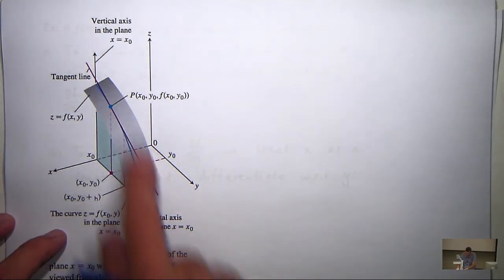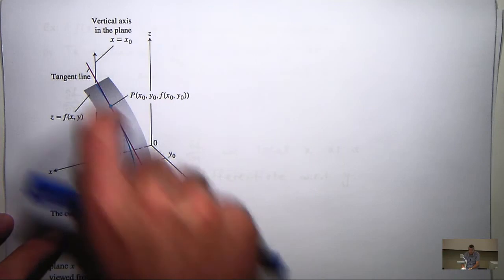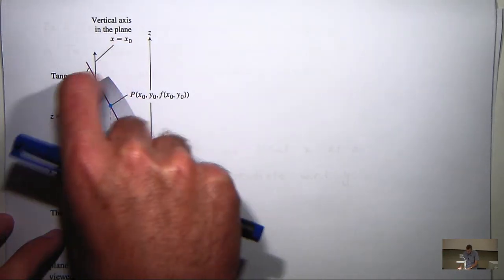Okay, so you also have another geometric idea of a tangent. You can see how the plane's going the other way now. This is the plane x equals x naught. All right?